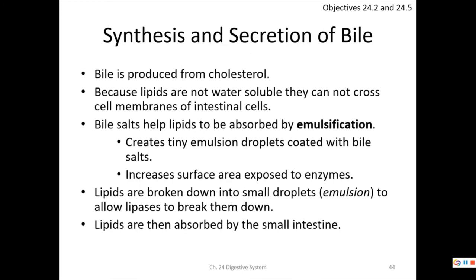And this also helps in digestion because these little droplets can then be exposed to enzymes. So when it's called emulsion, it allows the lipases to break it down and the small intestine to absorb those lipids. Now, gallbladder, we said, stores bile.